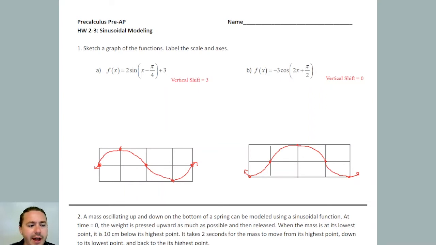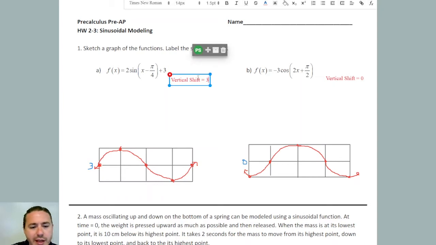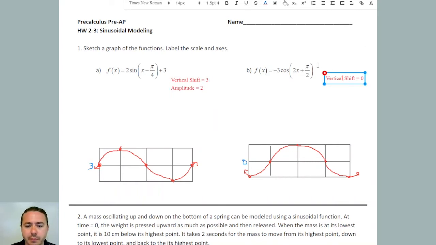And when we go to label the graph, we will label the horizontal equilibrium line with whatever the vertical shift is. So in this case it'd be 3, in this case it'd be 0. The next thing I like to do is look at the amplitude, which will be the absolute value of A. So you're looking at the coefficient of the function, which is this number right here, and take the absolute value of it. So if it's positive, it stays the same. If it's negative, like it is over here, it'll change to positive. So in this case, the amplitude is 2, and in part B, the amplitude is 3.